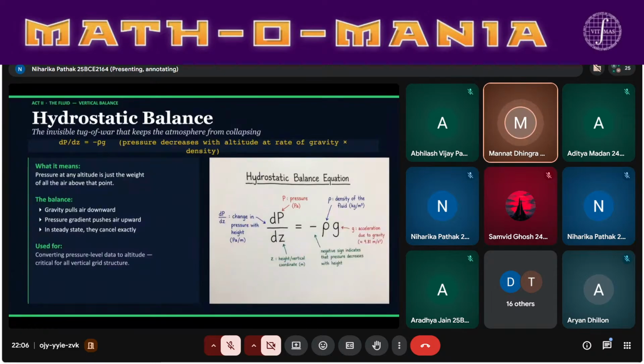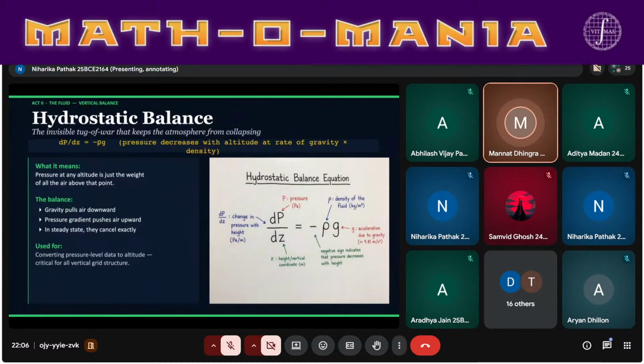Because of gravity, the air experiences gravity downward. So basically gravity pulls the air downward, and the pressure gradient pushes the air upward. So if you see, gravity is downward, pressure is upward, so you can say that it's basically balancing out. That's why you can also call it a pressure-gravity balance equation.